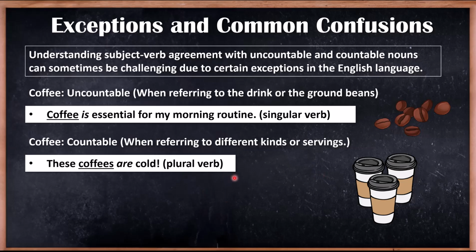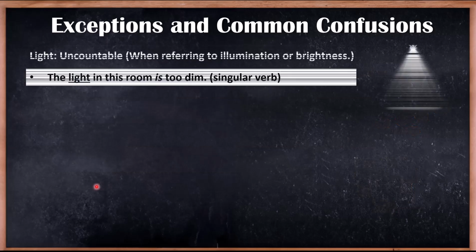This also works with other beverages like water, tea, beer, wine. So to make coffee countable, we do add an S. And there are several words that are like this in English. Another example is the word light. Light is uncountable when referring to illumination or the brightness in a room.